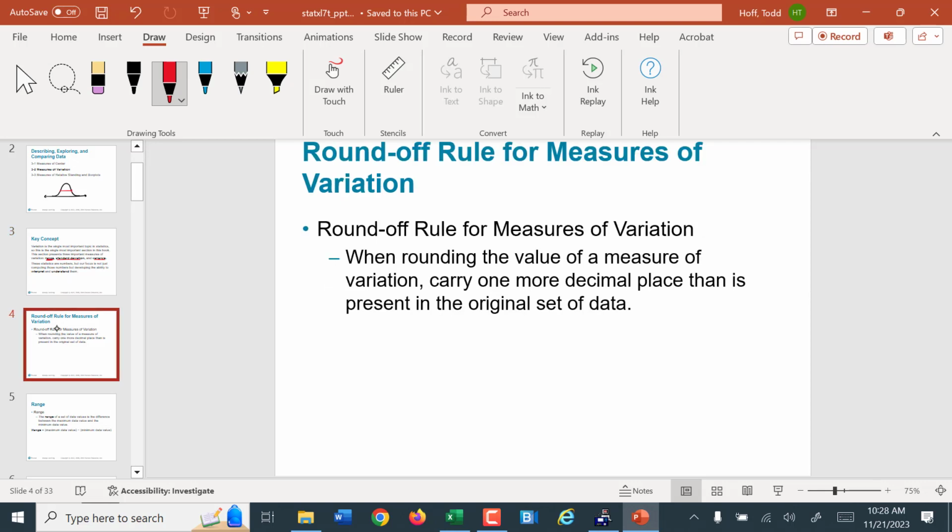So first off, our round off rule: just like with measures of center, we round off measures of variation 1 decimal place beyond the data. So if our data only goes to the nearest ones or nearest whole number, we would round our variation off to a single decimal place. Some textbooks actually would say the measures of center go 1 decimal past the data, and measures of variation or spread go 2 decimals past. For this textbook, we're going 1 decimal place past the data.